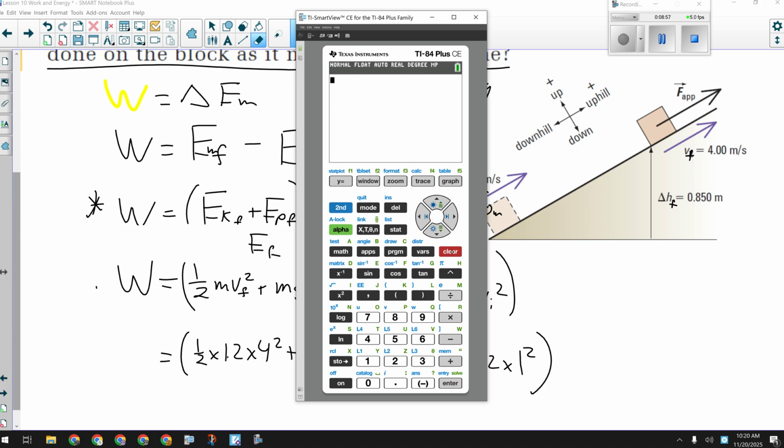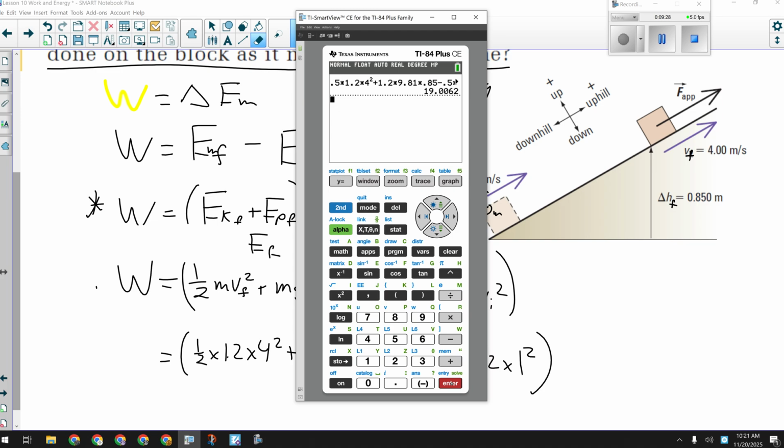Okay, so we are going to have 0.5 times 1.2 times 4 squared plus, okay, plus 1.2 times 9.81 times 0.85. All right, so there's my final. Okay, and then I'm going to subtract from that 0.5 times 1.2 times 1 squared.